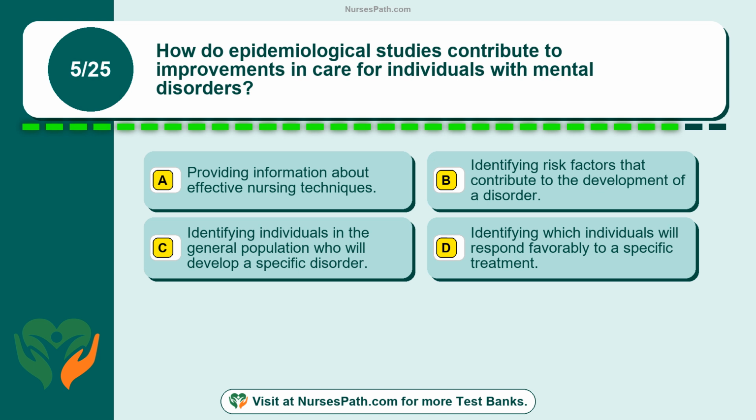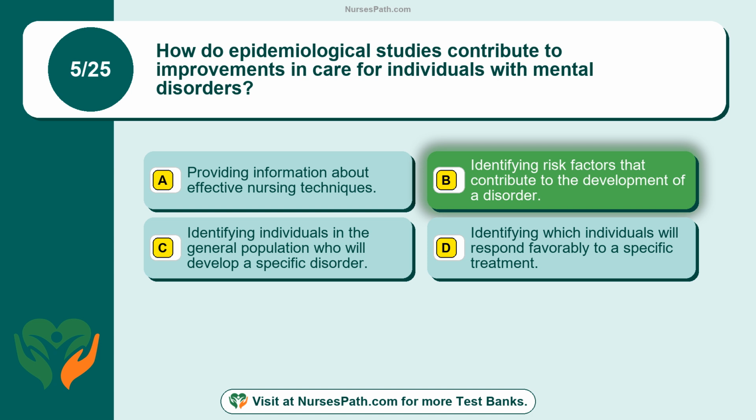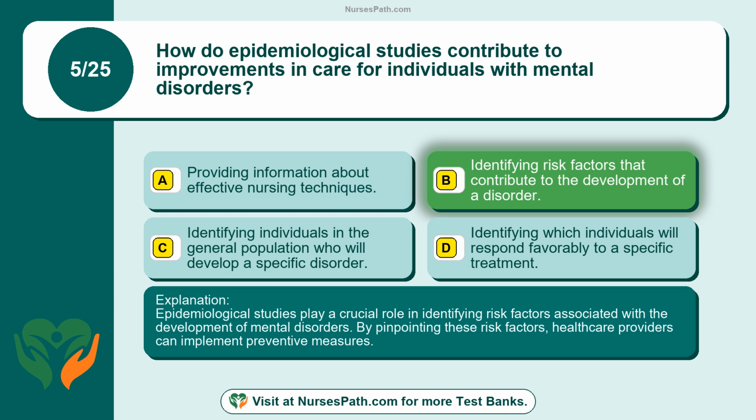Question 5. How do epidemiological studies contribute to improvements in care for individuals with mental disorders? Option A, providing information about effective nursing techniques. Option B, identifying risk factors that contribute to the development of a disorder. Option C, identifying individuals in the general population who will develop a specific disorder. Option D, identifying which individuals will respond favorably to a specific treatment. The correct answer is option B, identifying risk factors that contribute to the development of a disorder. Epidemiological studies play a crucial role in identifying risk factors associated with the development of mental disorders. By pinpointing these risk factors, healthcare providers can implement preventive measures.